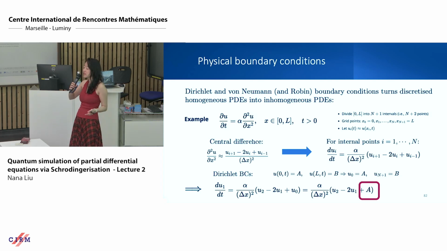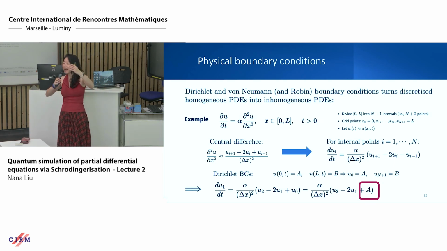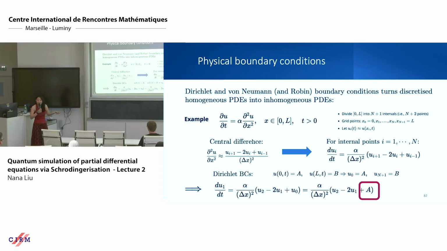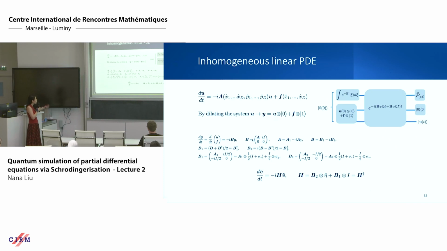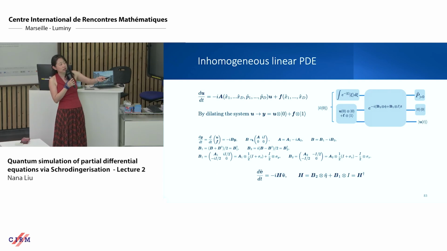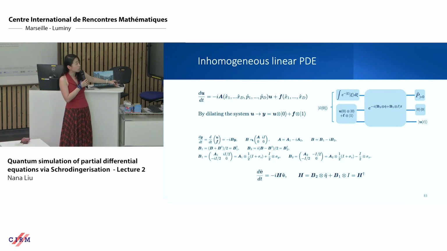Therefore, the whole system of PDEs, or actually now it's an ODE, because we've lost the spatial continuity, is going to have an inhomogeneous term. But we know how to deal with inhomogeneous terms. We dilate it, as we did before, to make it homogeneous. I think I talked about this before, this is just a reminder of how we deal with F, an inhomogeneous term. We dilate the system, so now it's the original u times 0 plus F tensor product 1, and then we end up with a homogeneous system.